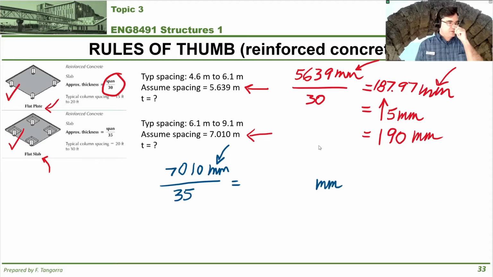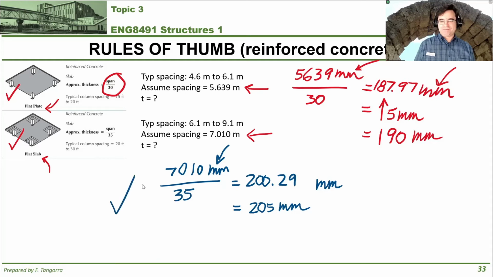So 7,010 millimeters divided by 35. What does that give me? I get 200.29 millimeters. So is our slab 200 millimeters? No. We have to round up always to the nearest 5 millimeters for the purposes of our course. So in our case, the answer is going to be 205 millimeters. Make sense? You're awesome. Let's move on to the next.